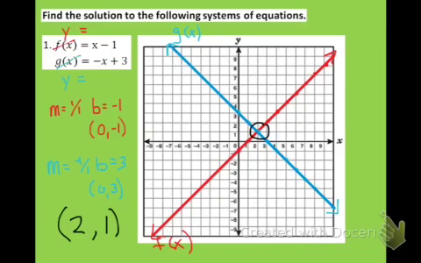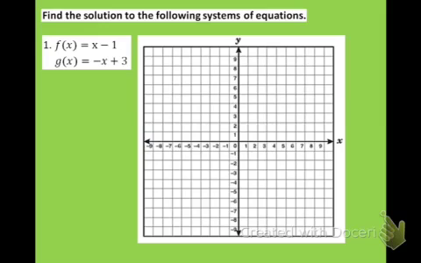So let's jump to example number 2 here. And why don't you pause the video at this point, make sure they're both solved for y equals mx plus b, graph them, and find the solution.